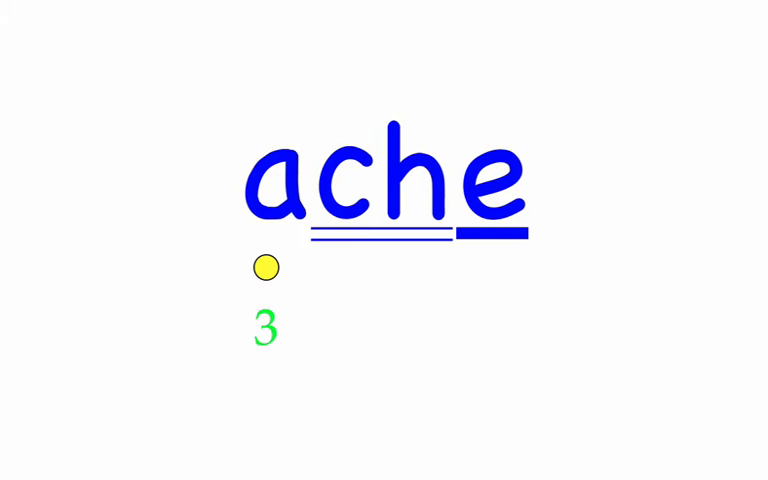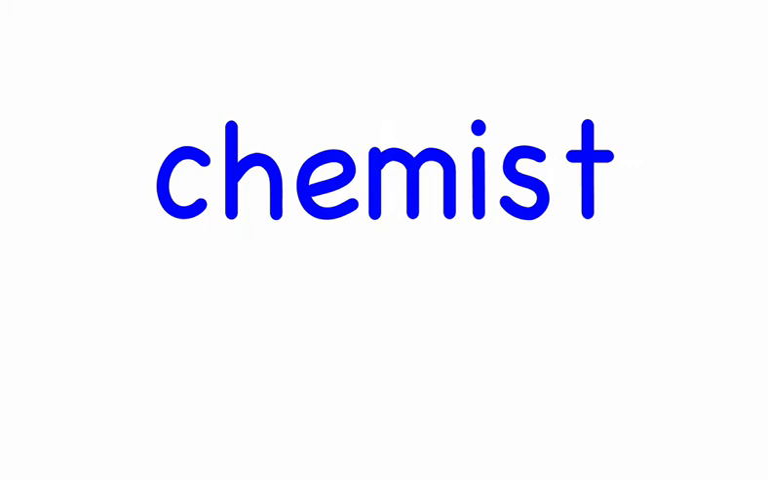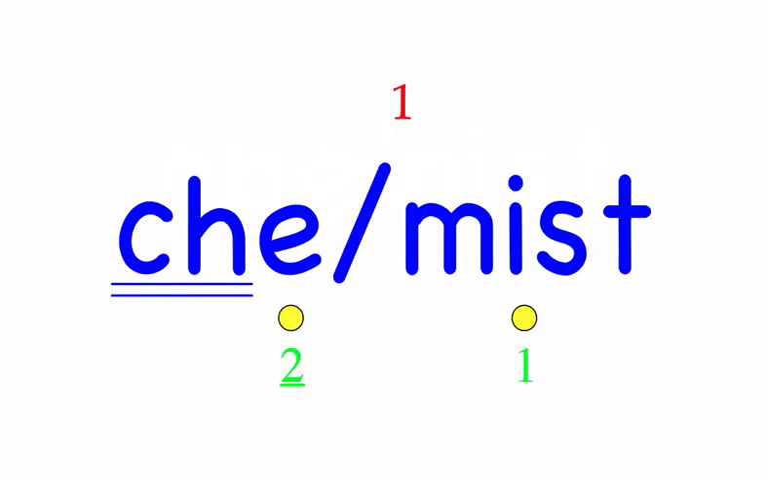Row 4. Chemist. The chemist worked at the drugstore. Chemist. Two syllables, first syllable ke, two sounds k, e. Mist, four sounds m, i, s, t. Chemist. Mark the word.